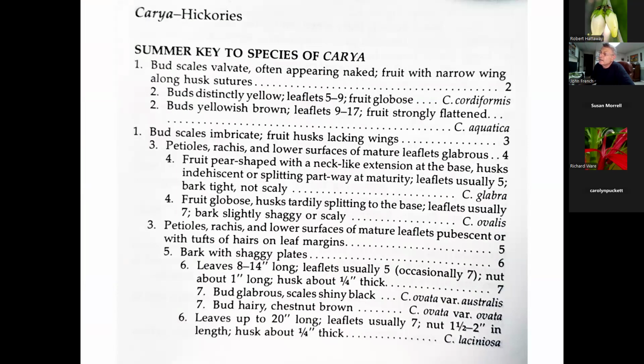Okay, here we go to number 3. Petioles, rachis, and lower surface of mature leaflets glabrous. Now, see, this is where you're going. This is where the key doesn't work.